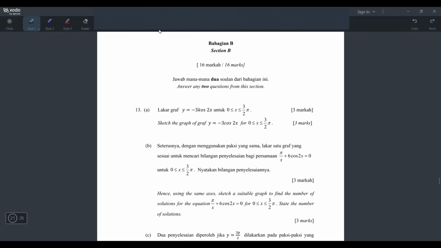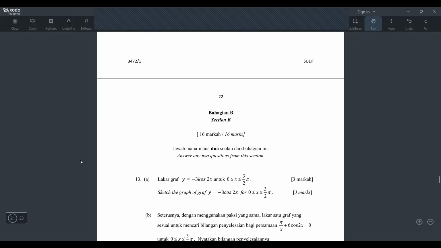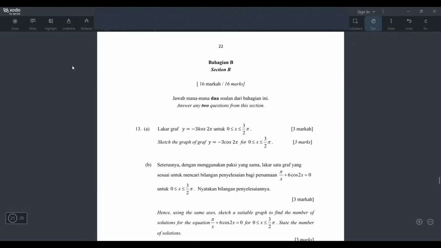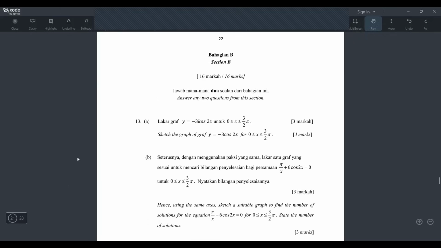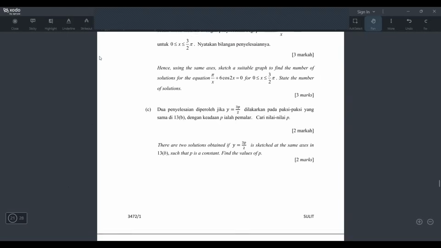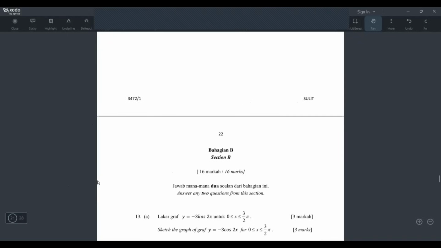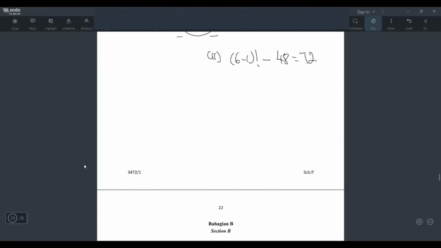Okay, now we are in section B. I think this is a trigonometry question. They say answer any 2 questions from this section, but I will answer all of them: 13, 14, 15. Even though they asked me to choose 2 only. But in the exam you just choose 2 only. Okay, let's do A. I need some space. I will do it up here, so I will copy the question up here first.